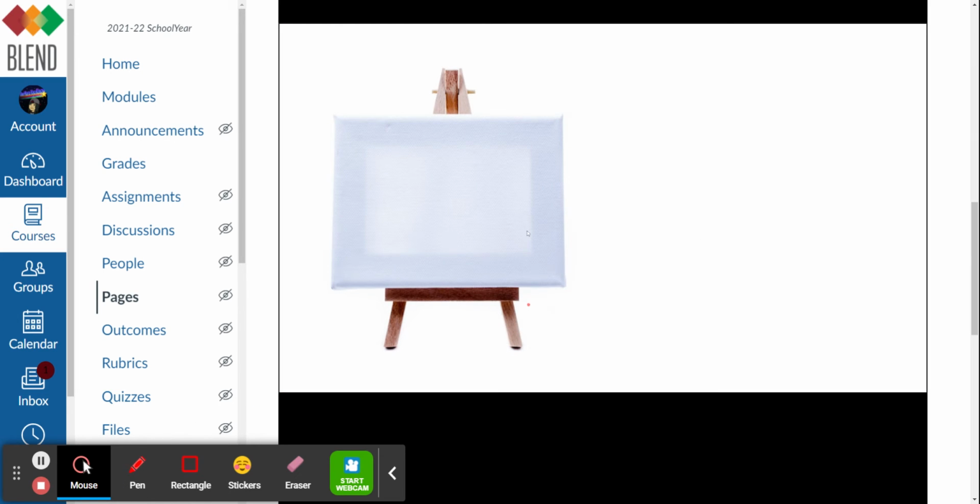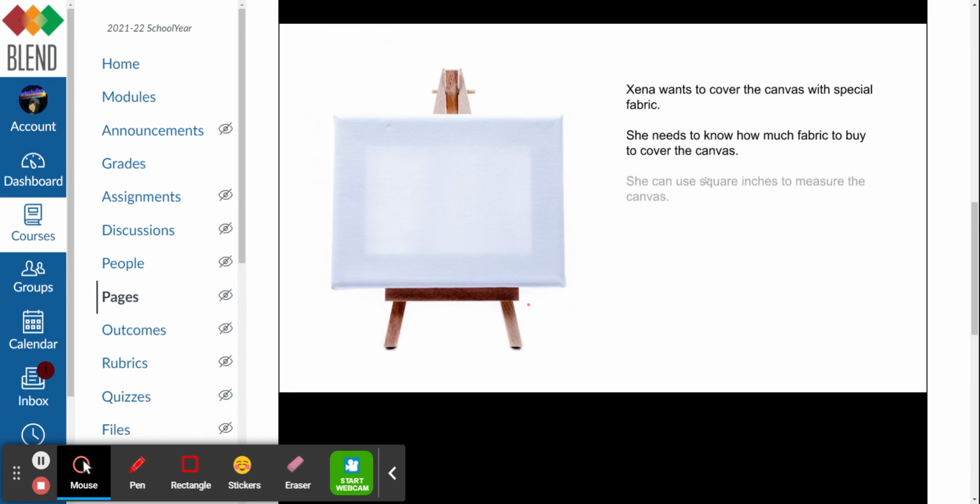So it's a canvas. Xena wants to cover the canvas with special fabric. Go Xena. She needs to know how much fabric to buy to cover the canvas. She can use square inches to measure the canvas. Each side of the square is 1 inch long. So what we're going to do is see how many squares wide and how many squares long.